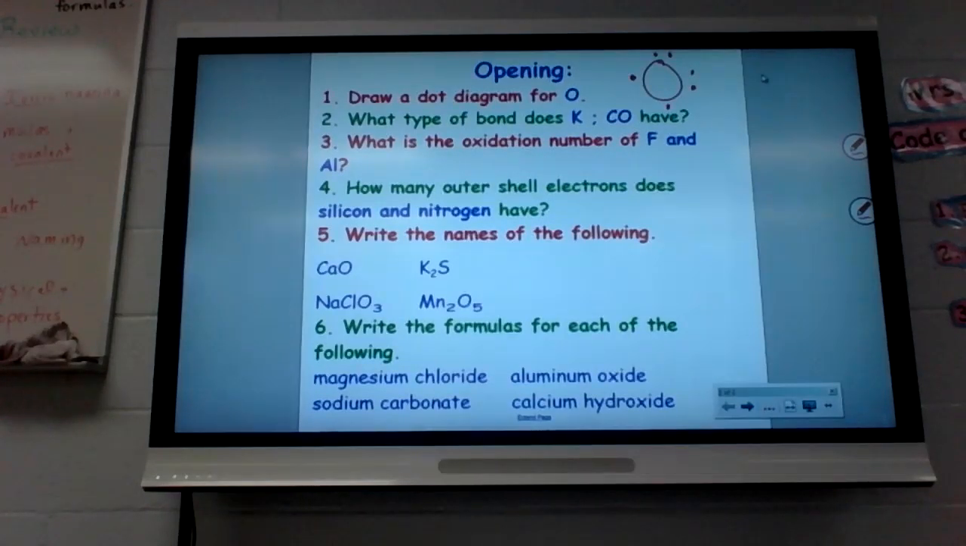K2S. Look on your periodic table. Potassium. Potassium sulfide? Yes, potassium sulfide.